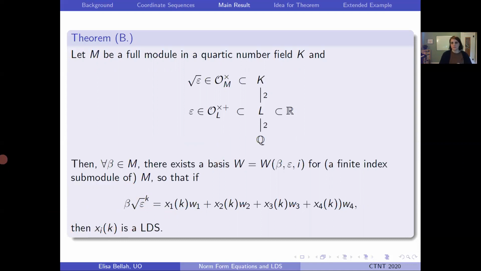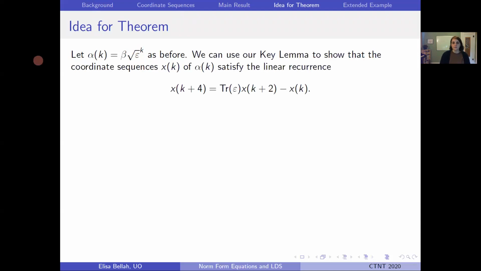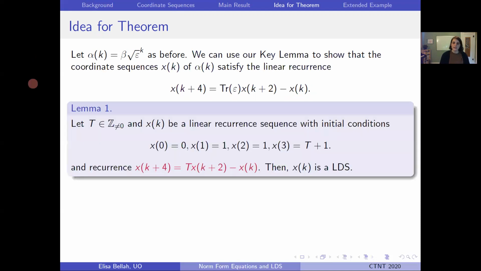Okay, so let me give you some ideas for what's involved in this theorem. Let's take alpha k as before. Now my unit is the square root of epsilon. We can use our key lemma from earlier to show that the coordinate sequences of alpha k satisfy this order 4 linear recurrence sequence. Then you can prove this elementary lemma that says that if you have an order 4 linear recurrence sequence satisfying the recurrence we found above, that has these initial conditions, then the sequence is a linear divisibility sequence.